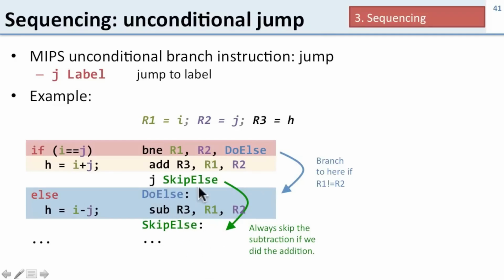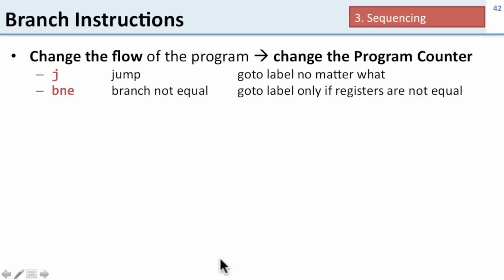We need both an unconditional jump, so we always skip over the else part if we've done the if part, and we need a conditional branch so that we decide whether we should do the else part or the if part. So these instructions change the program counter. They change the flow of the instruction, and we've seen two of them. We've seen jump, which goes to a label no matter what, and the branch not equal and the branch equal, which only go to the label if the registers are equal or not equal.